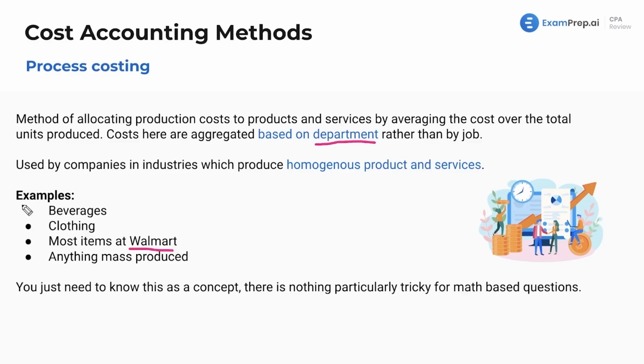So examples: beverages, clothing, most items at Walmart, anything mass produced. As I mentioned, you just need to know this as a concept. Nothing particularly tricky for math-based questions. Just know what process costing is, that it's used for these mass-produced same products and services.